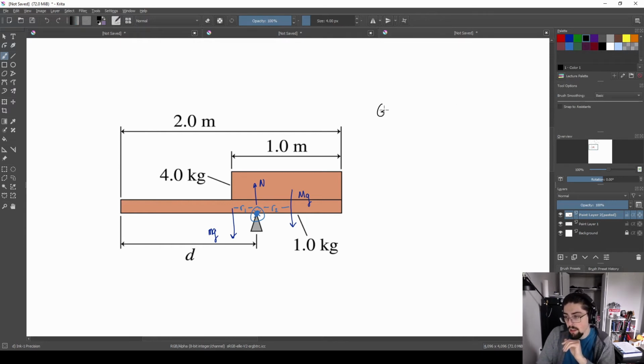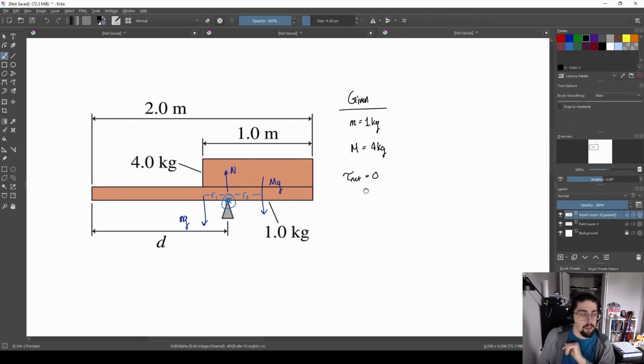So we are given lowercase m, that's my 1 kilogram. Uppercase M, that is my 4 kilogram. I know that the entire thing is 2 meters long. I'm not going to try and write all these details out because I think it's better written on the picture here. But I do know one important detail is that the net torque is equal to 0. So let me start there. I said this is probably the spot that we want to focus in on.